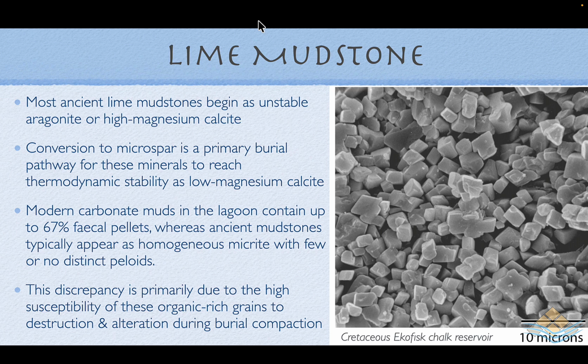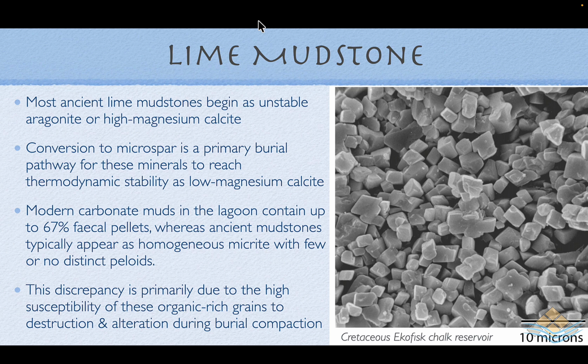This is especially true in the platform, where they begin life as aragonite or high magnesium calcite, and they convert to calcite with burial. Remember, as we discussed in the mineralogy right at the start of this module, aragonite and magnesium calcite are metastable minerals. So as part of that conversion to low magnesium calcite, which is quite often a microspar, that's a primary burial pathway for these aragonitic and high magnesium calcite minerals to reach the thermodynamic stability of low magnesium calcite.